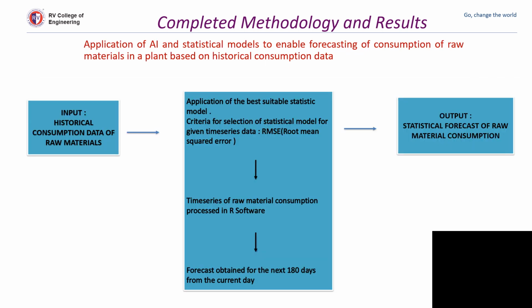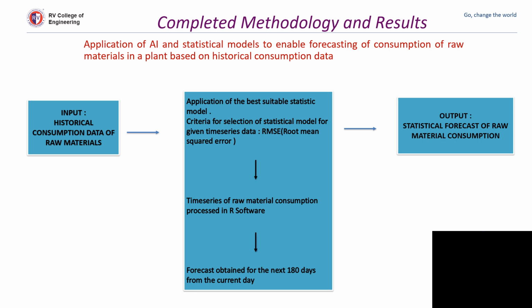Now coming to the most important task of my project so far, that is the application of artificial intelligence and statistical models to enable forecasting. And this is a flow chart of how I proceeded with my work. First, I received the historical consumption data of various raw materials used in all the plants of the company, and then I need to select the most suitable statistical model for forecasting, obviously.